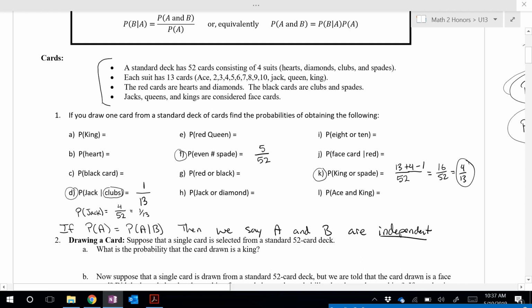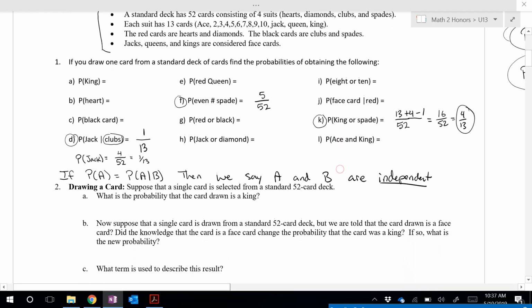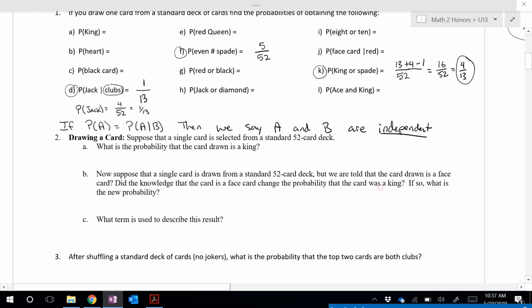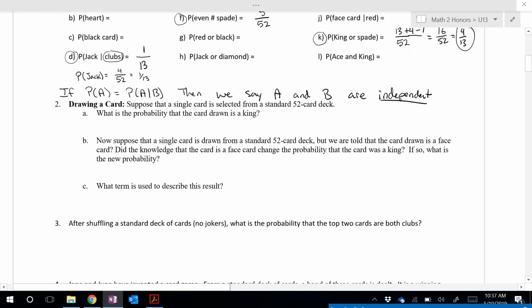So I'll leave the other card ones for you to do. Let's now skip and let's try number 3.